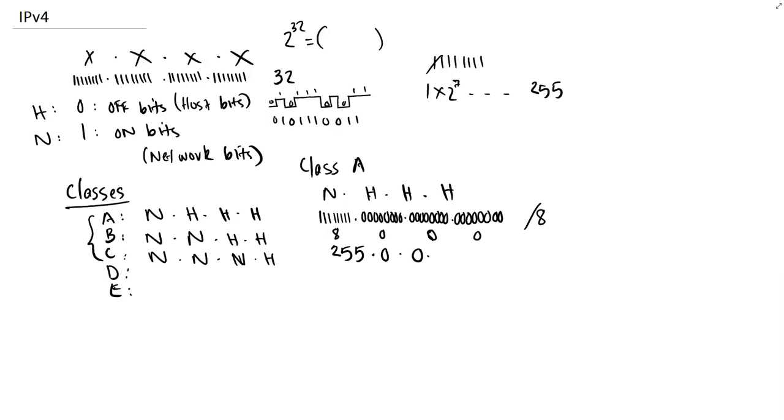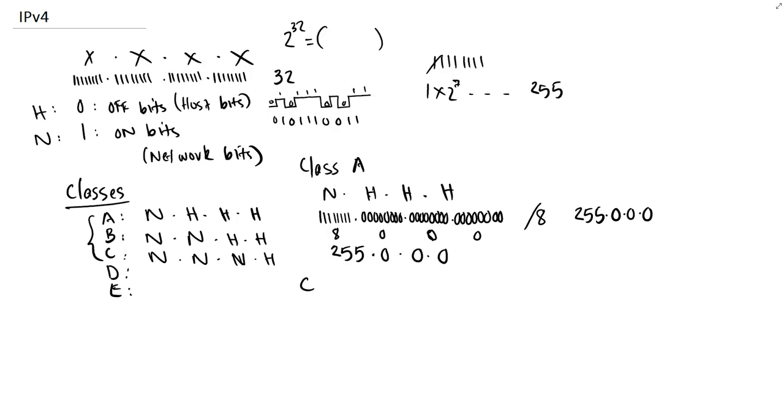This 0 is a 0, this 0 is a 0. So if you have a /8, or if you have 255.0.0.0, this is the same. We call this one the subnet mask, and this is slash notation. This represents the subnet mask.